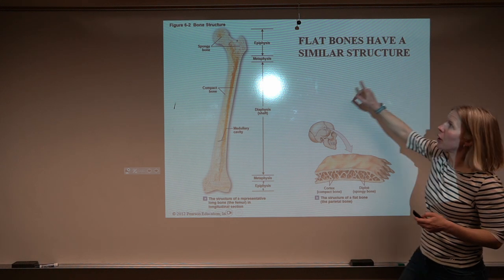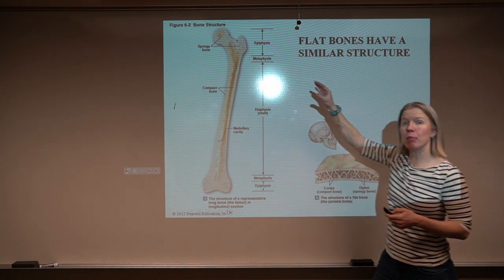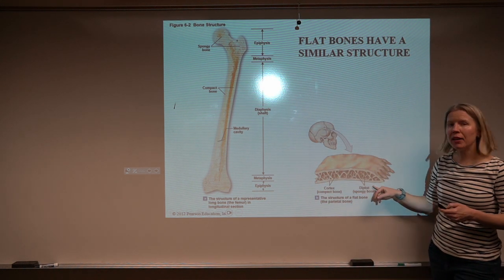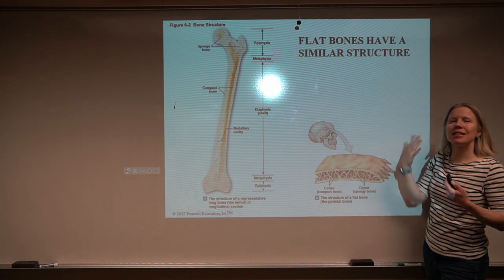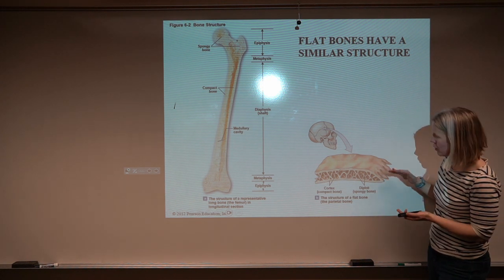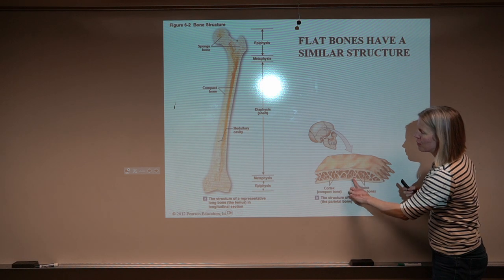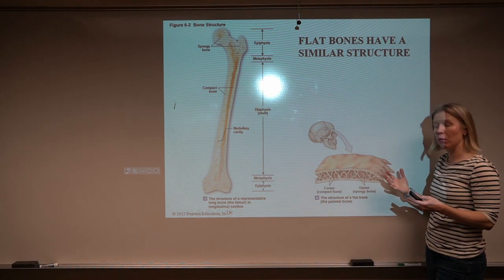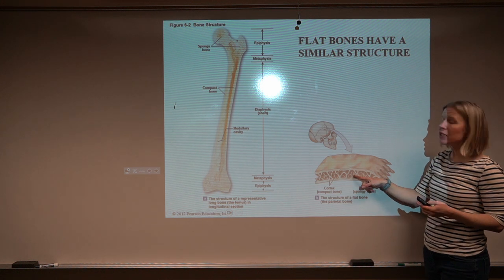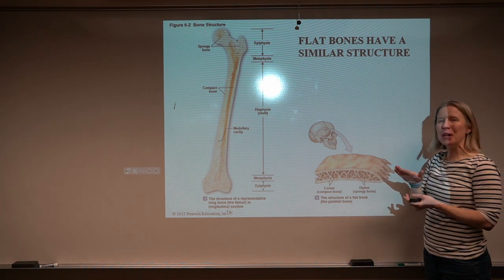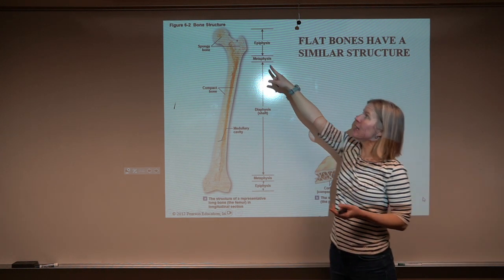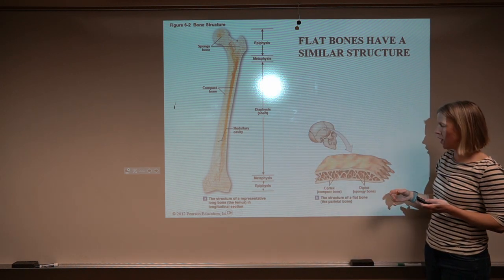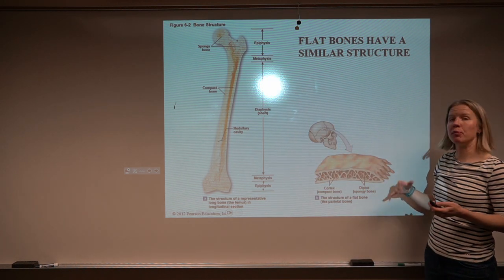Do note, we were talking about the spongy bone in the epiphyses. When we look at flat bones, it's a similar structure, but it's different, right? It does still have these two outer layers of compact bone, just like you see in something like the femur, but then it's filled with spongy bone in between those. And that spongy bone is very similar to what you would find in an epiphysis.